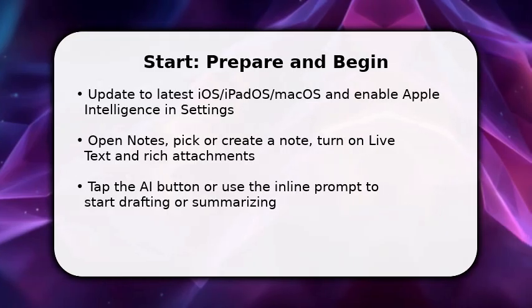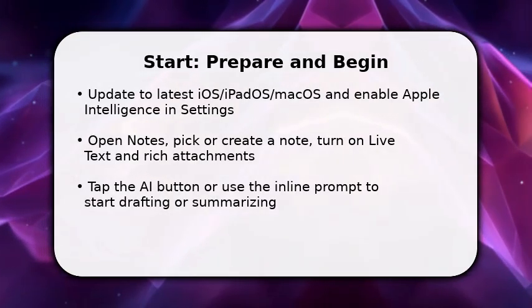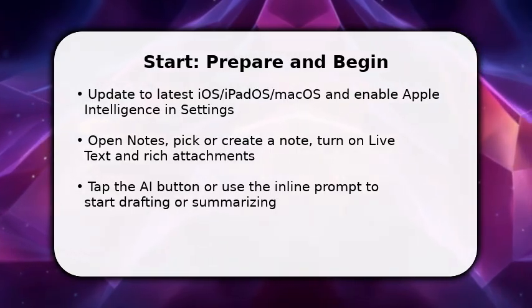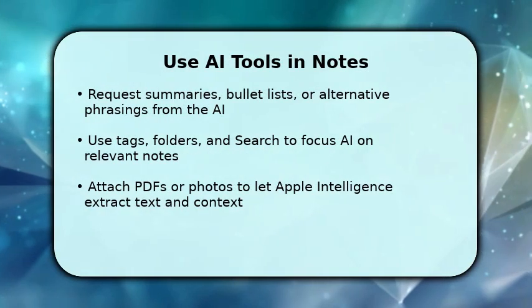Then tap the AI or Compose icon and give a short instruction: summarize, draft, extract action items, so the assistant has clear direction before it generates suggestions. Now you'll work through the core actions.